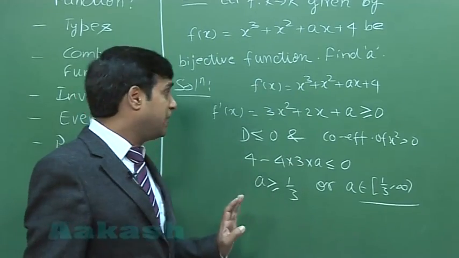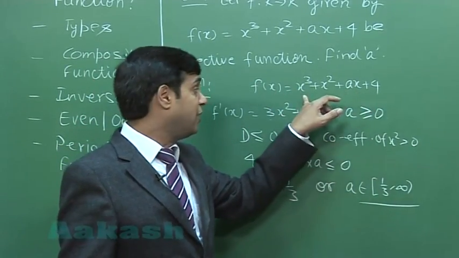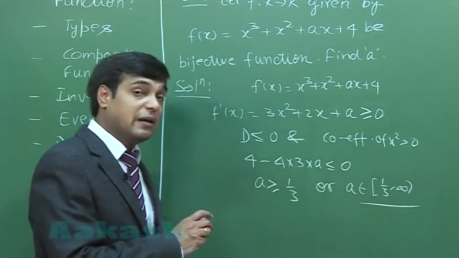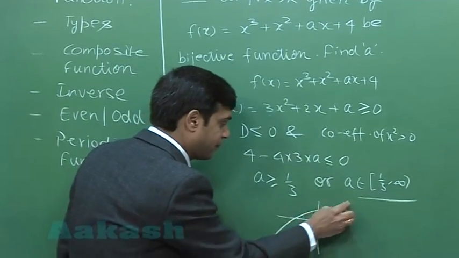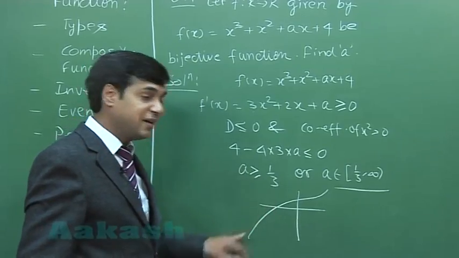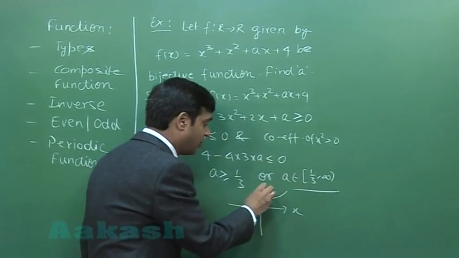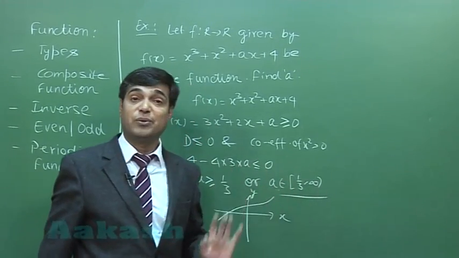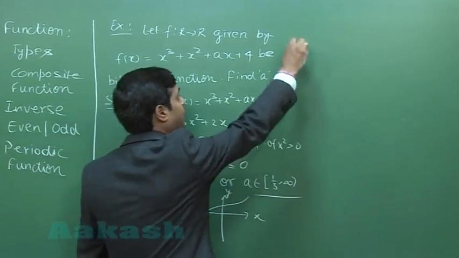Onto will always be there because f(x) is a polynomial. Correct? We are saying that the derivative is always greater than or equal to 0, meaning the function will go in this manner. So we can see the minimum is approaching minus infinity, the maximum is approaching plus infinity. The function becomes one-one onto for the range of a as 1 by 3 to infinity. This point is clear. Let's go for the next one.